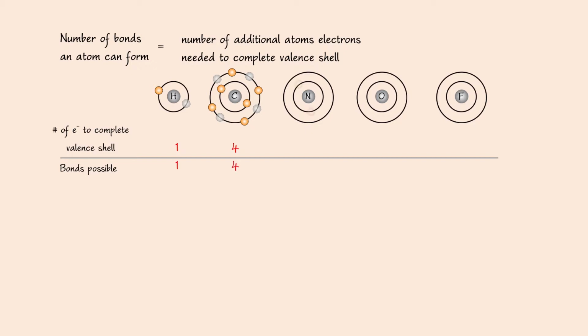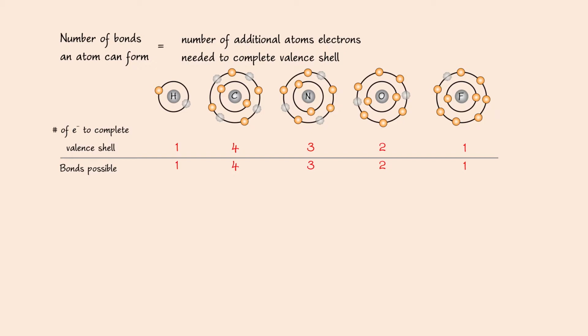Moving on to the other atoms, nitrogen requires 3 additional electrons to complete its valence shell. Oxygen requires 2, fluorine requires 1. This translates to nitrogen, oxygen, and fluorine being able to form 3, 2, and 1 bond respectively.